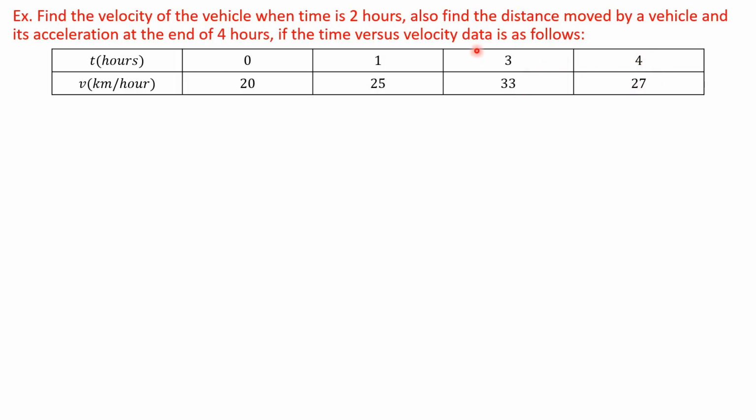Now what do we have to find? We have to find the velocity when time is 2 hours. So our answer may be between 25 and 33. Let's see how to find it. That is the first part of our question. You have to find the velocity when time is 2 hours. So this is a question of interpolation, right? Because you are finding the value of y for values of x between 0 and 4. Therefore, it is interpolation. So we will use Lagrange's interpolation.